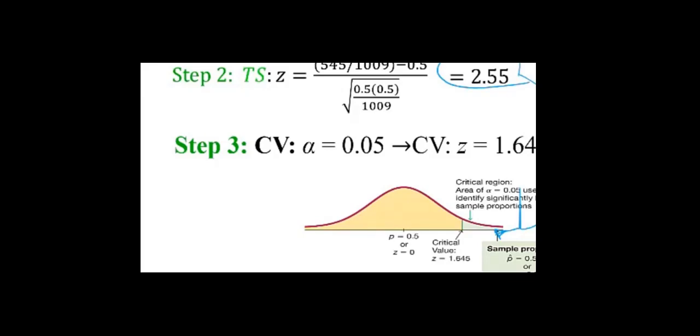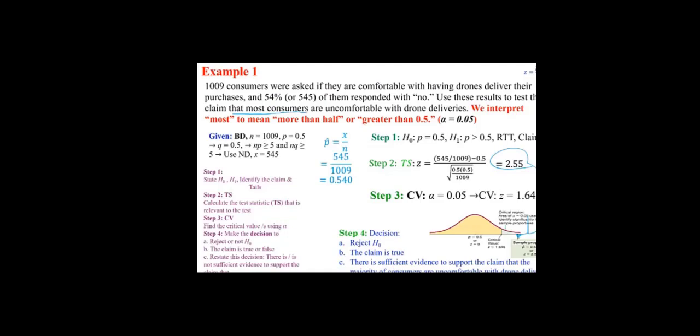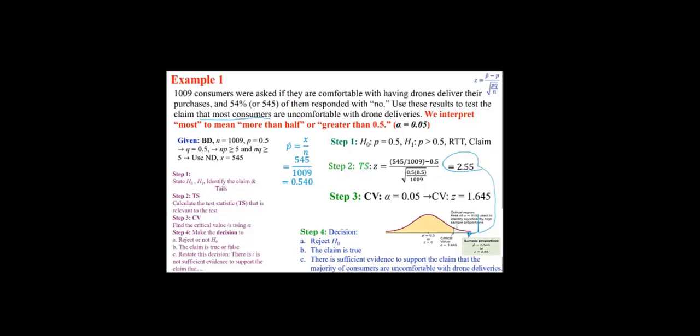So what is your decision? You are going to reject H0. When you reject H0, then you can do the rest of the writing. If the H0 is out, then H1 is in, the claim is in. So reject H0, the claim is true, and there is sufficient evidence to support the claim that the majority of consumers are uncomfortable with drone deliveries. So that was the method known as the traditional method or the critical value method. They call this the traditional method or the CV, critical value.